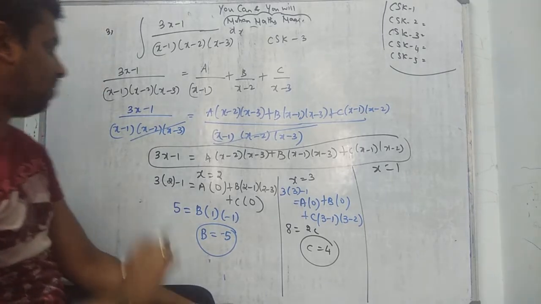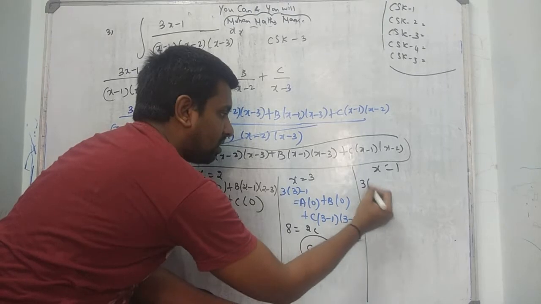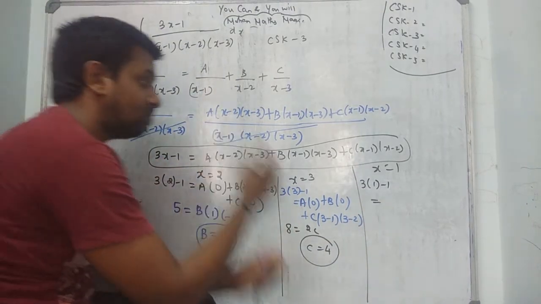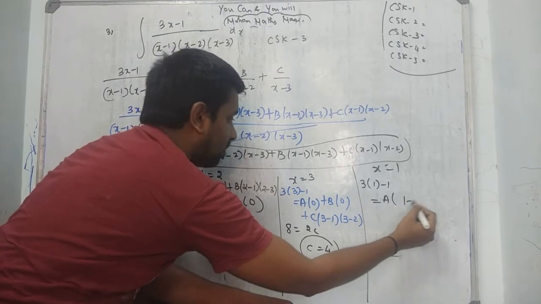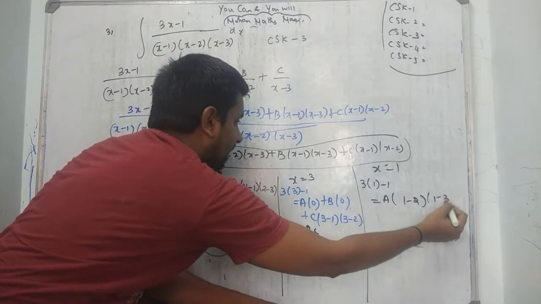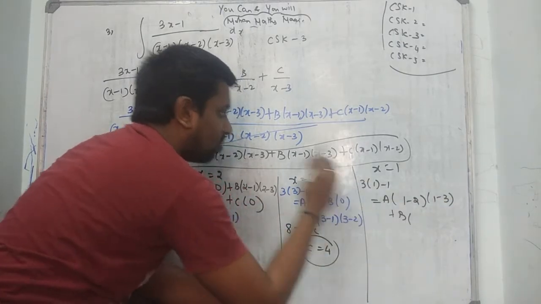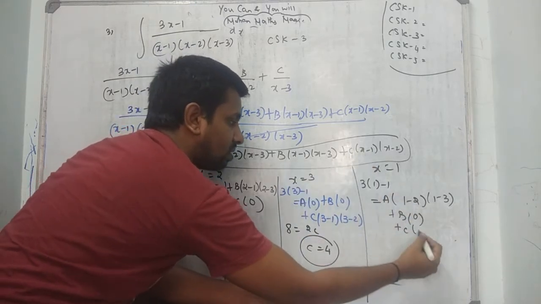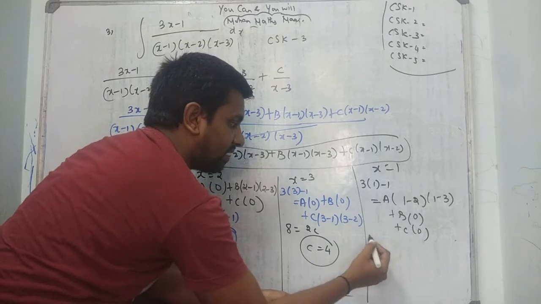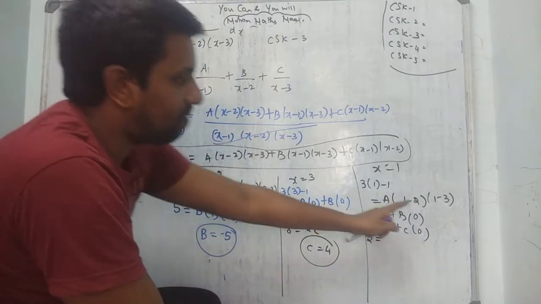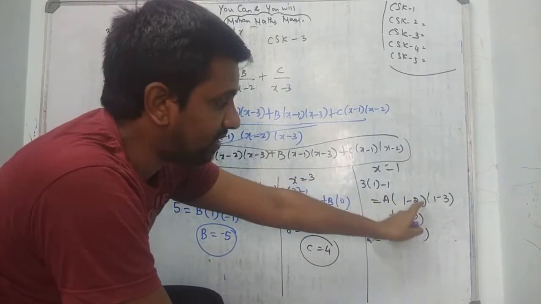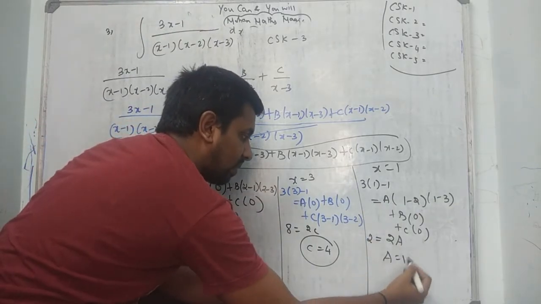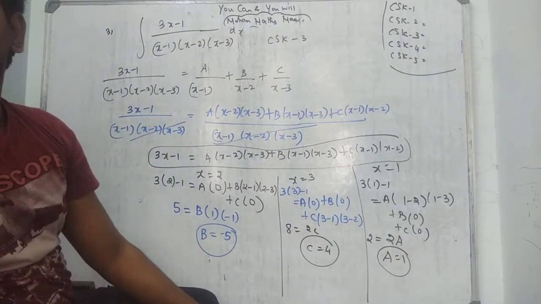Yes, x equal to 1 on both sides. So 3 into 1 minus 1 equal to, if I put 1, it won't become 0, so you have to be very careful. A into 1 minus 2, 1 minus 3, plus b into 1 minus 1 becomes 0. So finally I got 3 minus 1, or 2. This will become minus 1, this will become minus 2. Minus 1 into minus 2, 2a. I got a equal to 2 by 2, 1. So I got a value as 1.